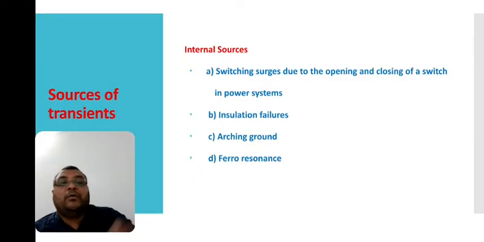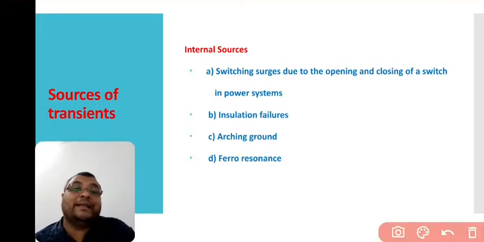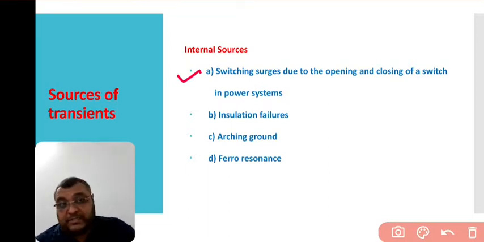Now when we consider the internal sources of transients, the first point is switching surges due to the opening and closing of a switch in a power system. I will show you one very interesting video regarding that: when the switches in a switchyard are opening and closing, how much arc is produced and how it affects your power system. You can easily understand by watching this video. I will play this video for you over here. Just a moment.